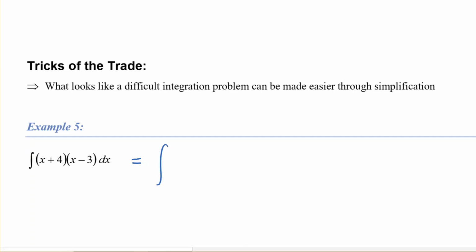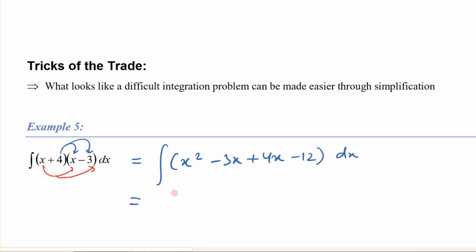So x times x is x squared. x times negative 3 gives you negative 3x, and then 4 times x is plus 4x, and minus 12 dx. And we notice that we get x squared, so negative 3 plus 4 is x, so minus 12 dx. And now this is what we can solve.